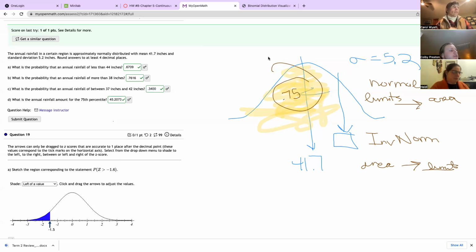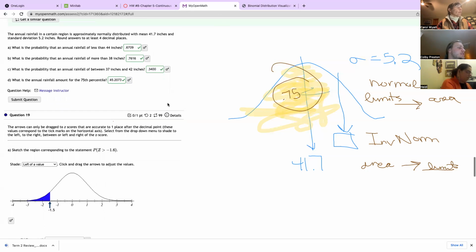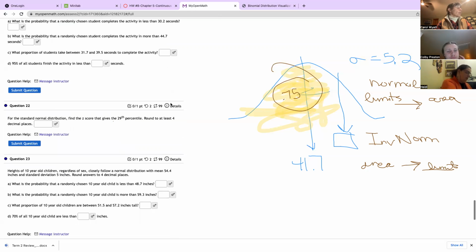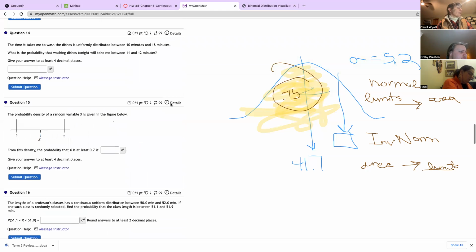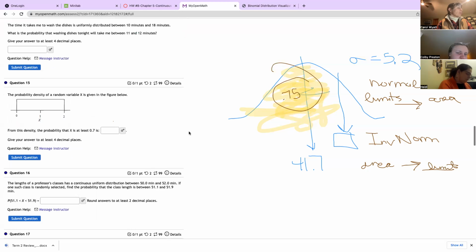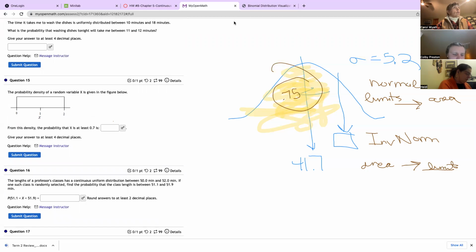Another one I'm confused on is question 15. I feel like it's very basic, but I just don't understand it. Question 15. Okay, 16 really, both of them. Yeah, these are both uniform distributions. All right, so let me clear these.